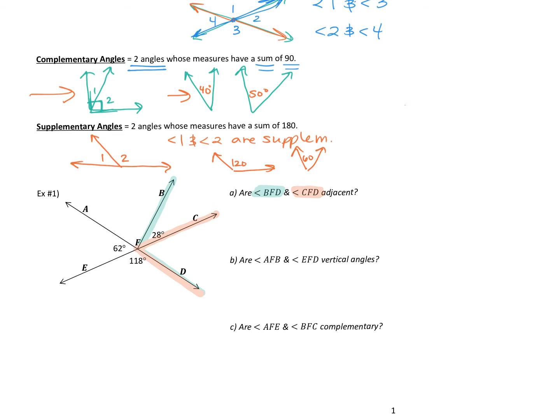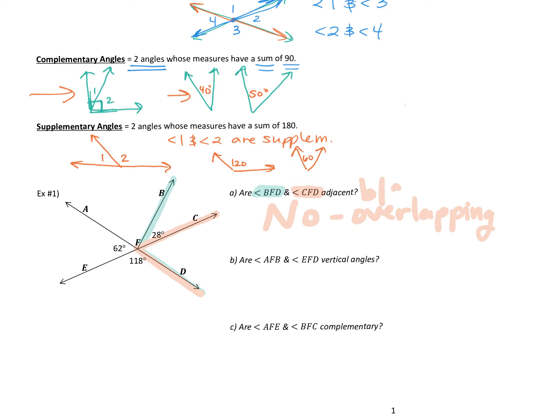Let's walk through the list. Do they share a vertex? Yes, they both share F. Do they share a ray anywhere? They do, FD. Do they have common interior points? Yes, that's a problem. We can't have that, right? So these are actually not adjacent because they have overlapping points.